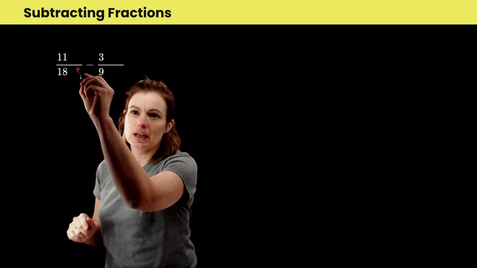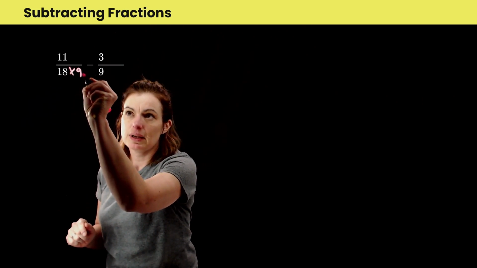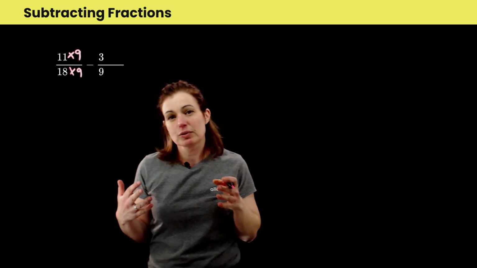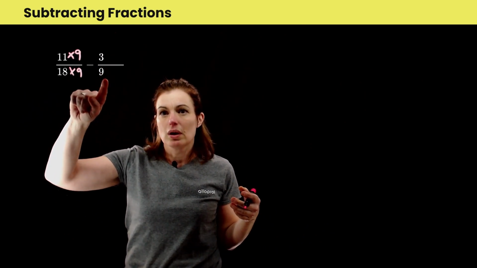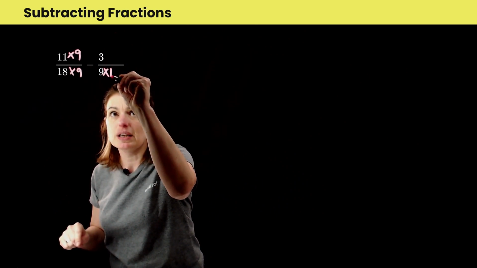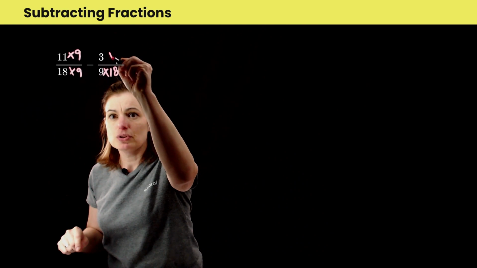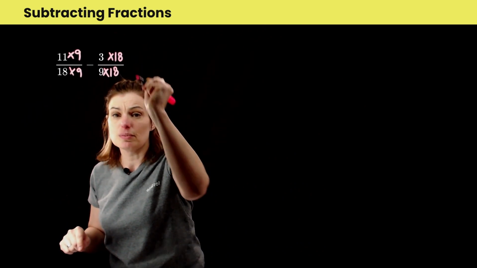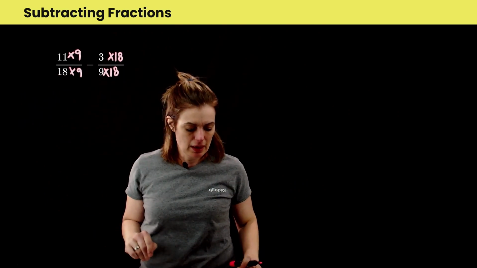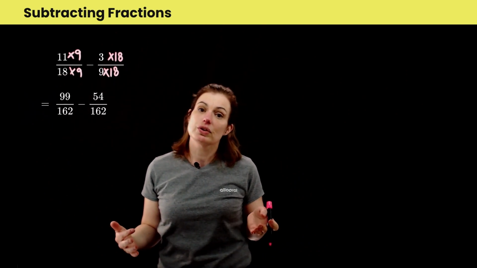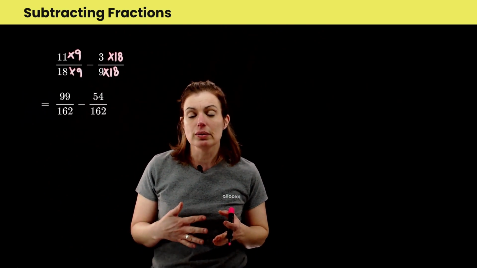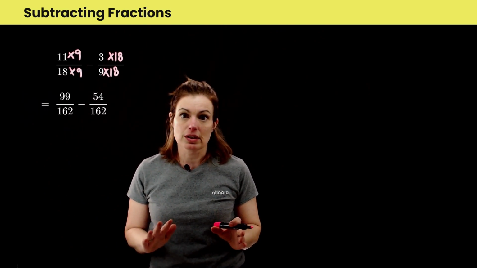So I'm going to take 18 and multiply that by 9. And to make this work, I also have to make sure that I multiply my numerator by 9. Then I'm going to look at the 9 and multiply that denominator by 18. And I just have to remember to also multiply the numerator by 18. So you can see that I've multiplied the denominators together to get a common denominator of 162. So now my problem is reading 99 over 162 minus 54 over 162.